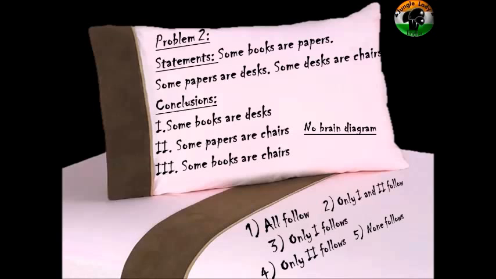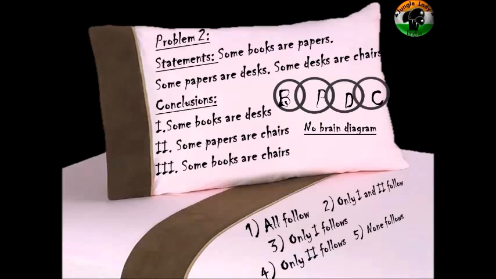So first statement is some books are papers. If some comes, I have to use an intersection diagram. So books and papers intersect to get some books are papers. Next they say some papers are desks. Since we are using the "no brain" diagram, please don't imagine or think anything. Simply make an intersection between papers and desk. Papers has been drawn already, so I draw desk now. Now the third statement is some desks are chairs. So how should I do this? Again, desk has been drawn already, so some desks are chairs will be denoted by the intersection diagram like this, right? So my diagram is over.